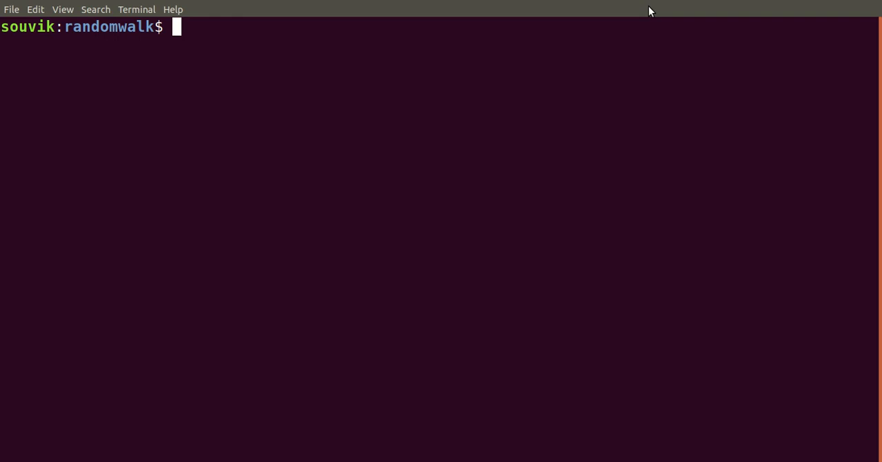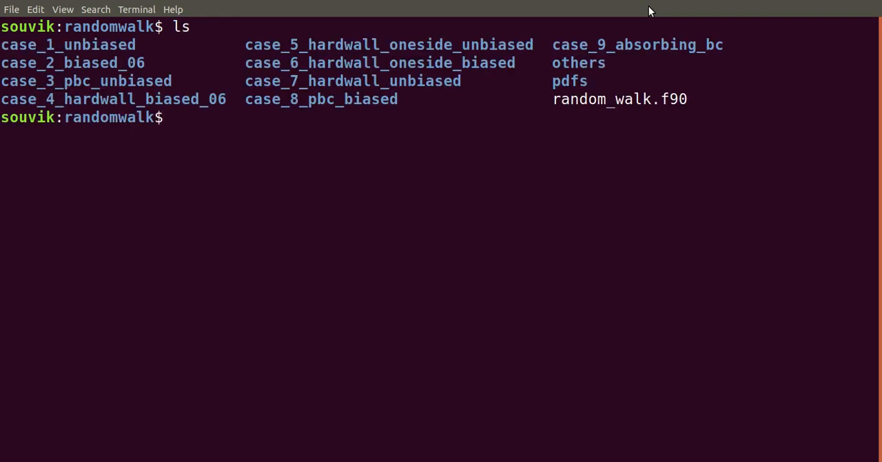There are several cases: the unbiased case, when the probability of going to the left and the probability of going to the right are equal, and the biased case. We can also apply PBC unbiased and hard wall biased. We can also apply hard wall boundary conditions: hard wall on one side unbiased, hard wall on one side biased, and hard wall unbiased with PBC biased. There are several cases, and also absorbing boundary conditions.